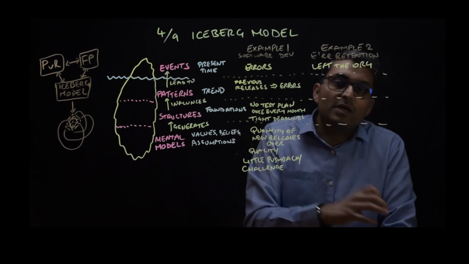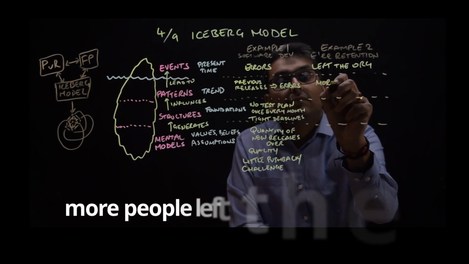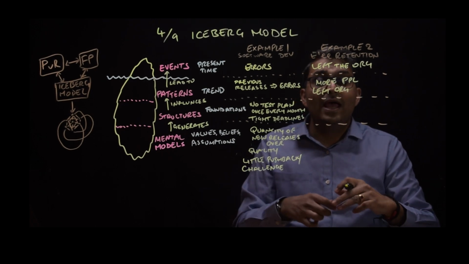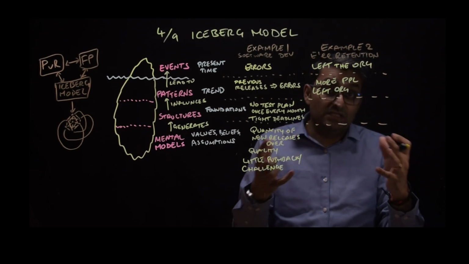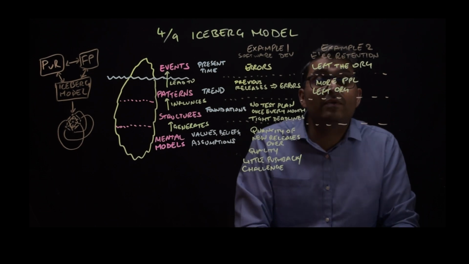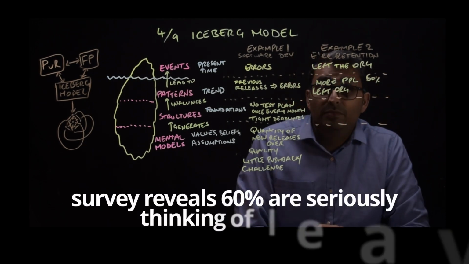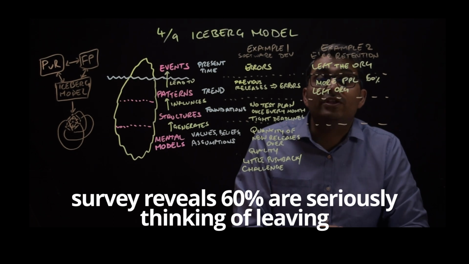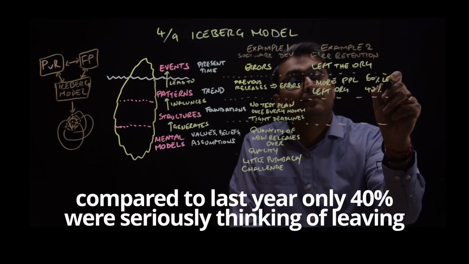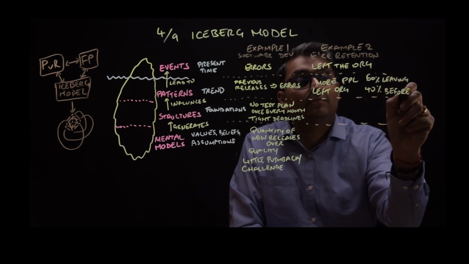So let's say, looking back over the past few months, we've noticed a few more people have left the organization. And so we decide to review the annual employee survey to see if there is any other trend. And the survey reveals that 60% of employees are seriously thinking about leaving their jobs, which compared to the previous year was only 40%. So 60% are thinking of leaving, and it was only 40% before.